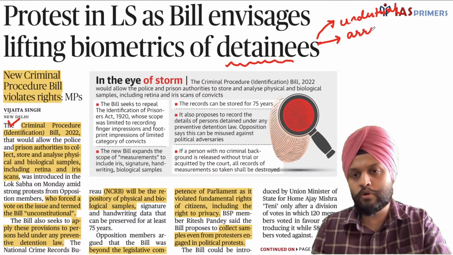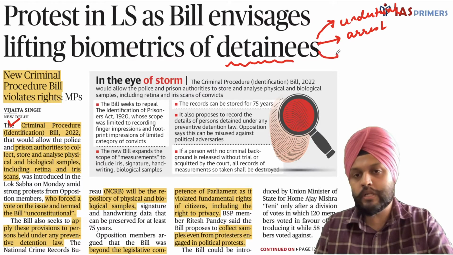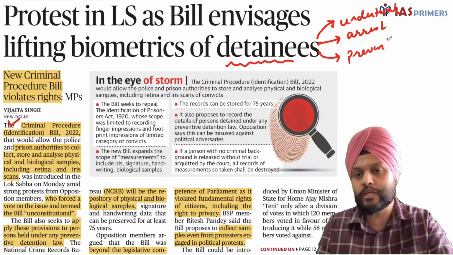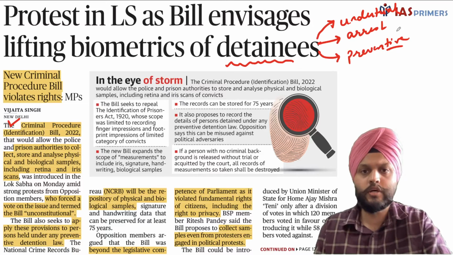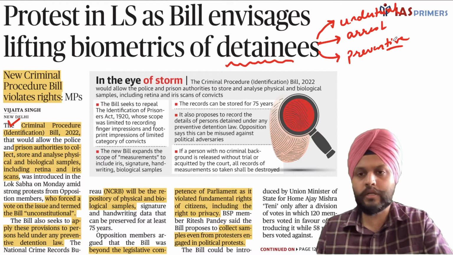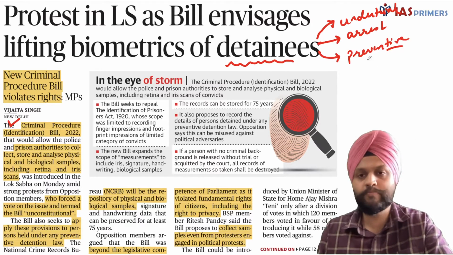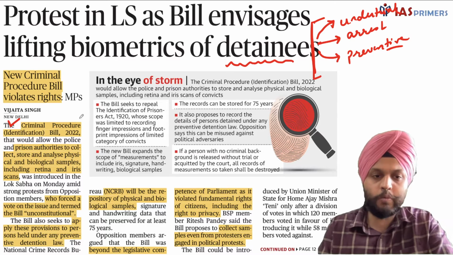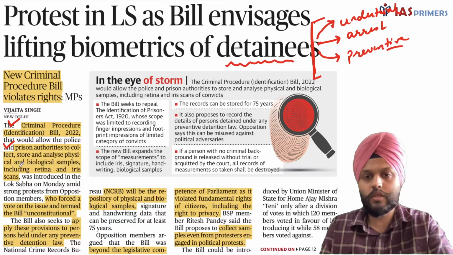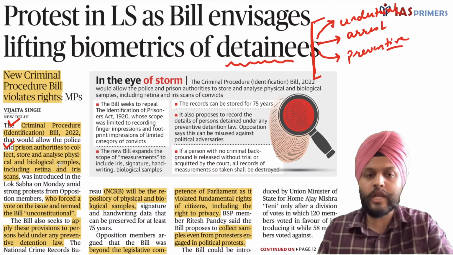So a person who is arrested or who is facing punitive detention, as punitive means a punishment, or somebody who is under preventive detention, that in future he or she may do something, so he or she is put in the jail. With reference to arrest, it is Article 20 and punitive is 22, right? Exemptions, preventive detention. Now for these people, anybody who is detained basically, this bill provides the prison authorities the power to collect, store and analyze physical and biological samples including retina and iris scans.